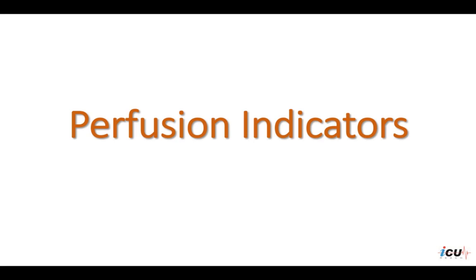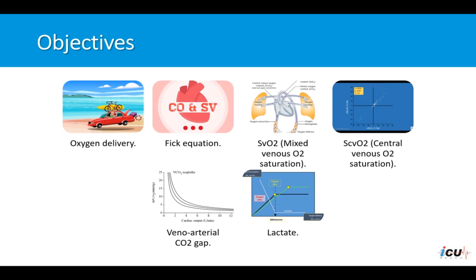In this presentation, we'll be talking about perfusion indicators, and the outline of the talk will be first to describe the oxygen delivery, and then we see how we use the Fick equation to measure the oxygen consumption and cardiac output. Then we'll detail the use of mixed venous O2 saturation as an indirect indicator of oxygen consumption.